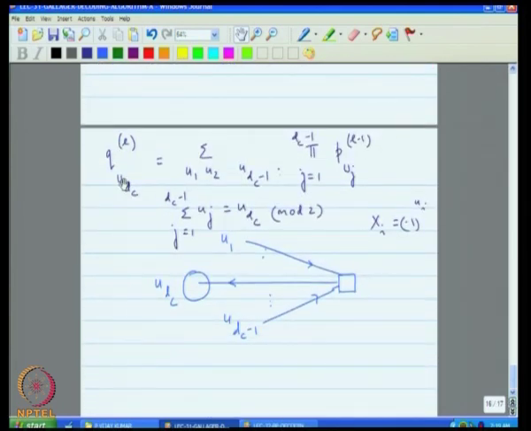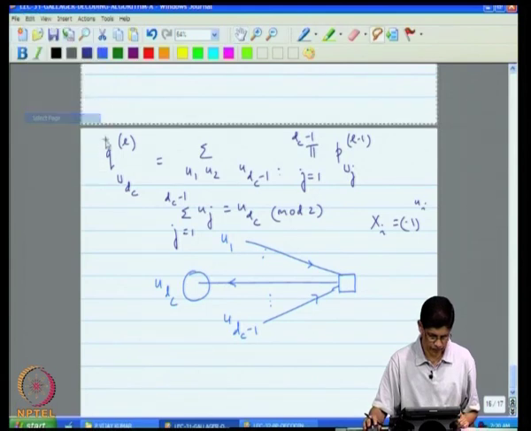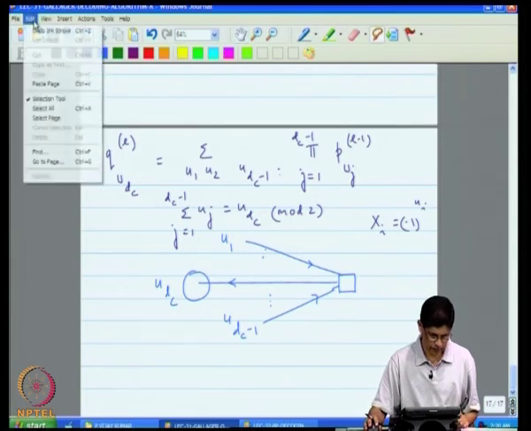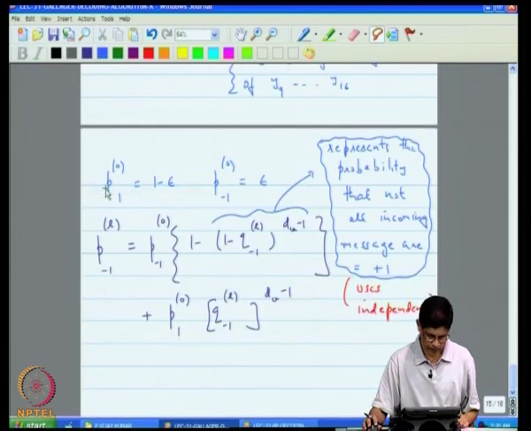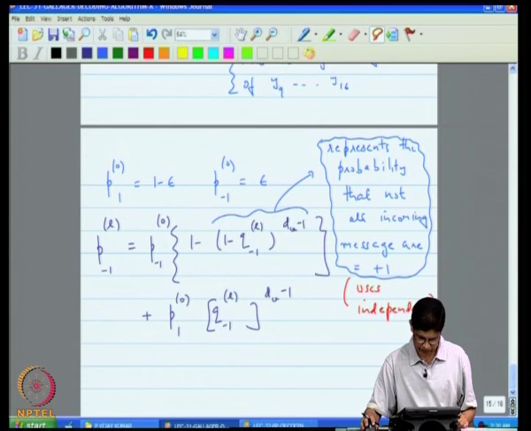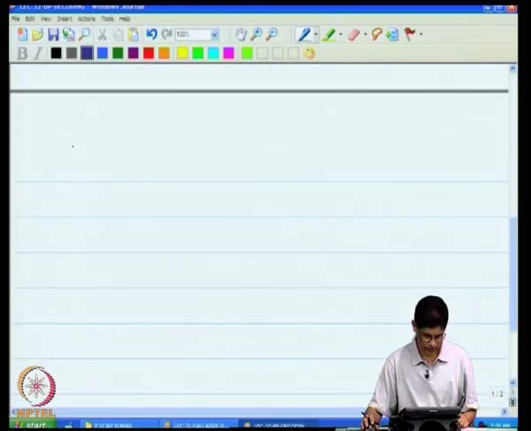All right, and I think I am going to actually repeat this part of the derivation again. So, let me first of all copy this page. I am going to cut this page because we are going to carry it over to the next lecture.